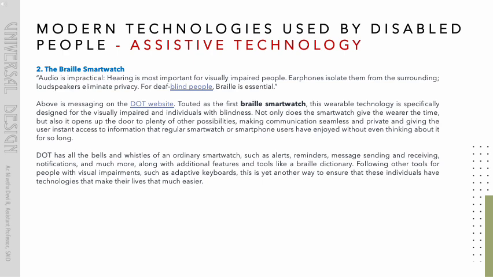DOT has all the bells and whistles of an ordinary smartwatch, such as alerts, reminders, message sending and receiving, notifications, and much more, along with additional features and tools like a Braille dictionary. Following, other tools for people with visual impairment.